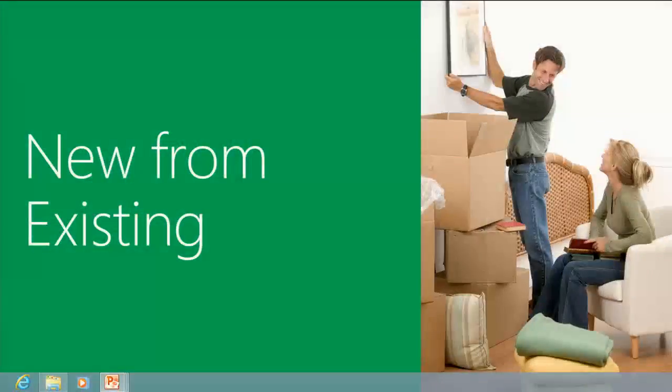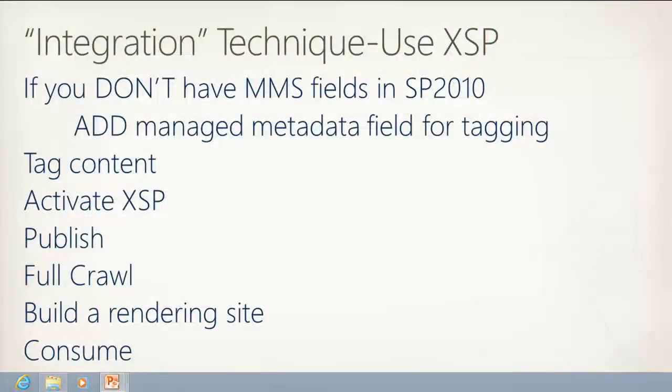What about new from existing? Like, is there an existing technique where I've got SharePoint 2010 content? I might be bringing over the content, but I'm not updating the UI. Here's an option for you. I haven't tried this. We're doing something similar on category pages, but just kind of thinking through, I'm calling it an integration technique. I've got a SharePoint 2010 site collection or a bunch of site collections. I can enable managed metadata fields on those. I can tag my content, and then I can use the new cross-site publishing feature to cross-site publish that to a public website.